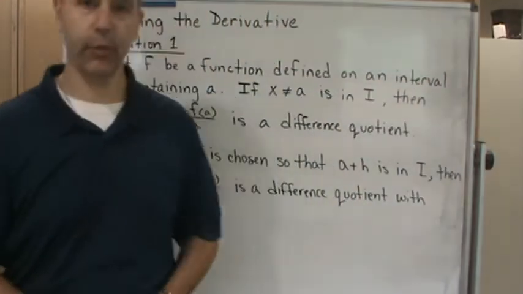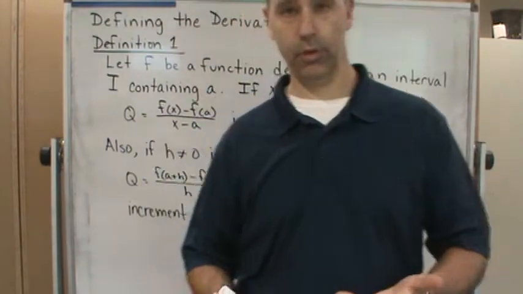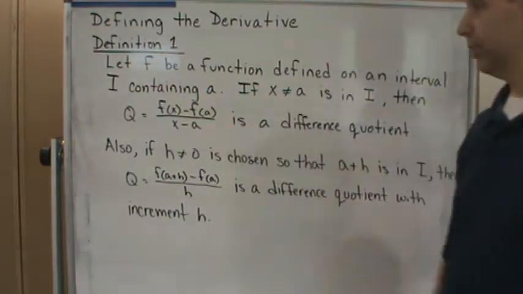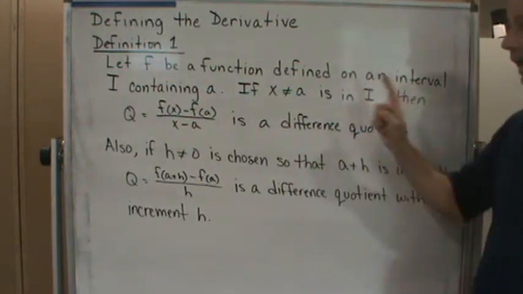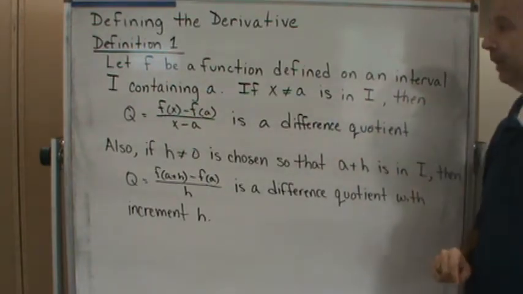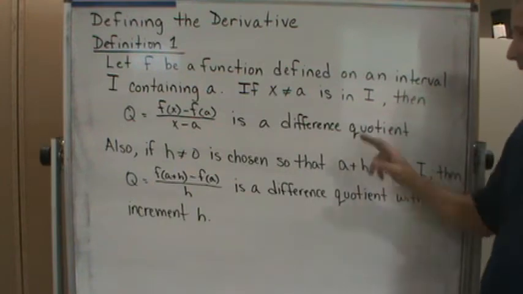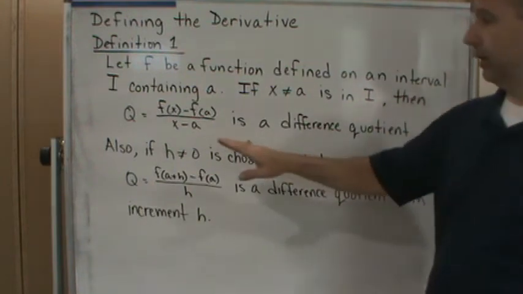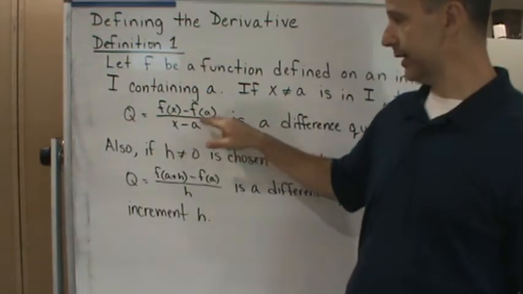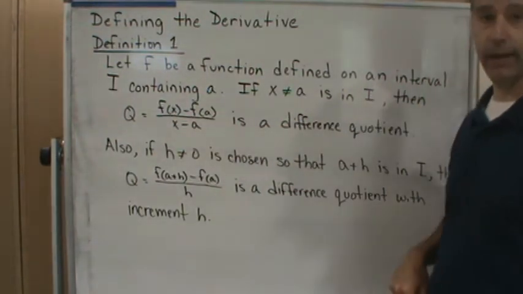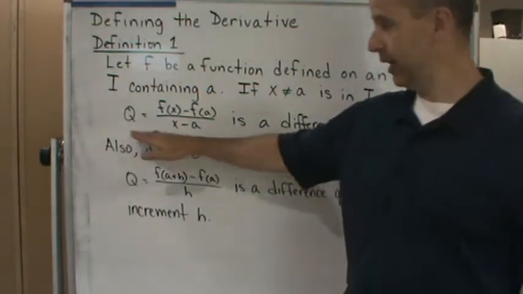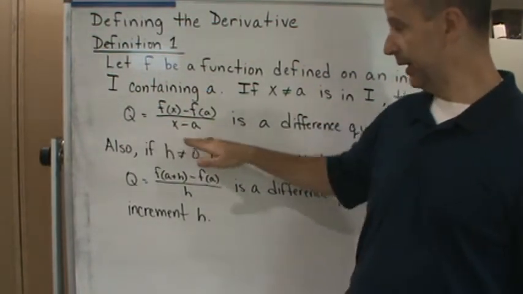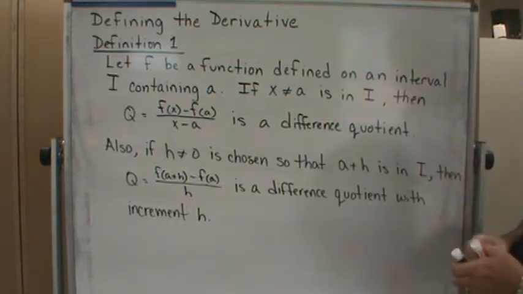Okay, welcome. Now for the definition of the difference quotient. It says, let f be a function defined on an interval I containing a. If x is not equal to a and is in the interval I, then q equals f of x minus f of a divided by x minus a. So in other words, the slope of the secant line is a difference quotient.